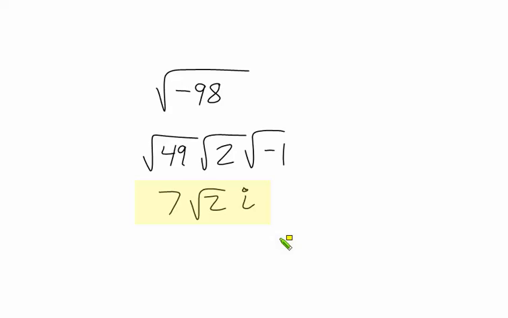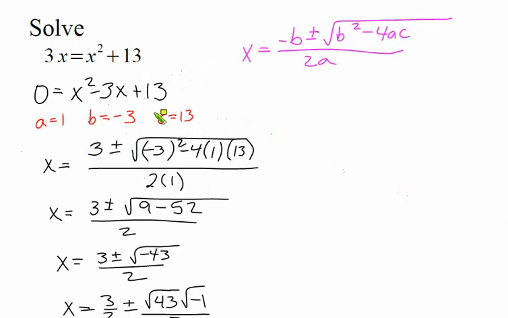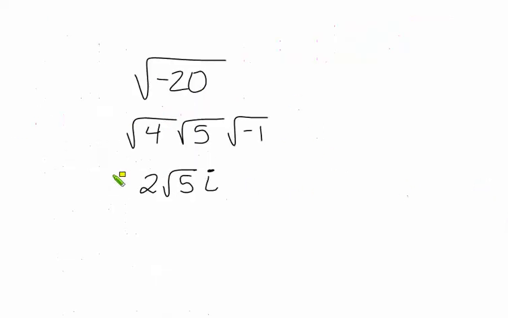Make sure you get a 0 on one side when you're using the quadratic formula before you identify a, b, and c. And just watch for how you simplify square roots into a term incorporating an i.